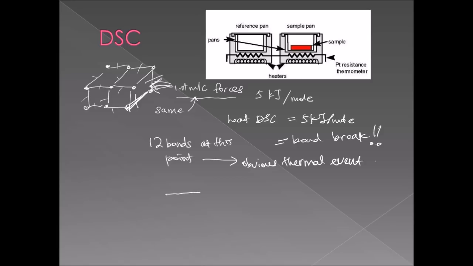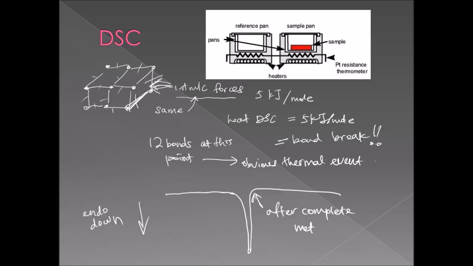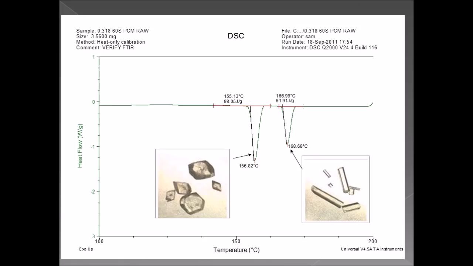That is a straight line at the beginning, where nothing happened. When you achieve your melting point, you have a sharp endotherm. That is going down, endotherm down. And they go back to their baseline after. So here is after complete melting, here is complete melting, and here is onset of melting. Okay, understand?